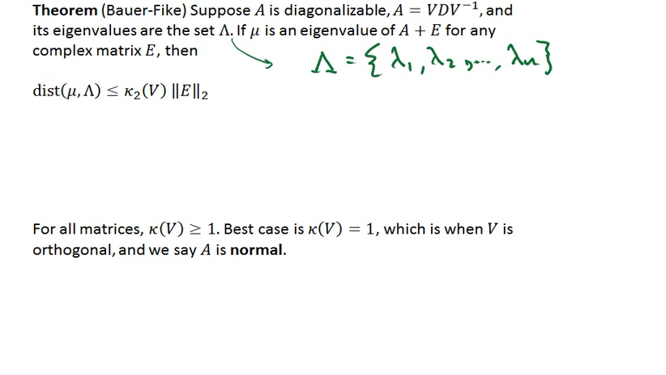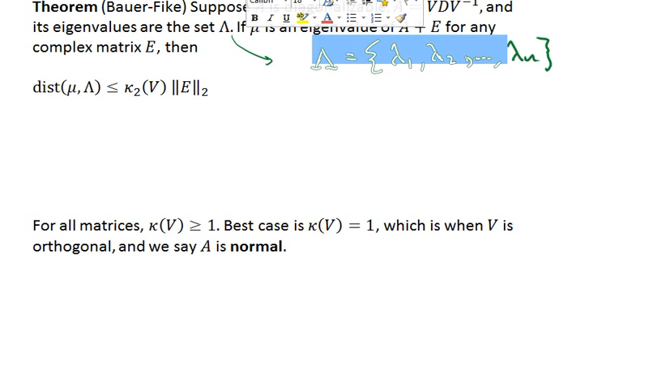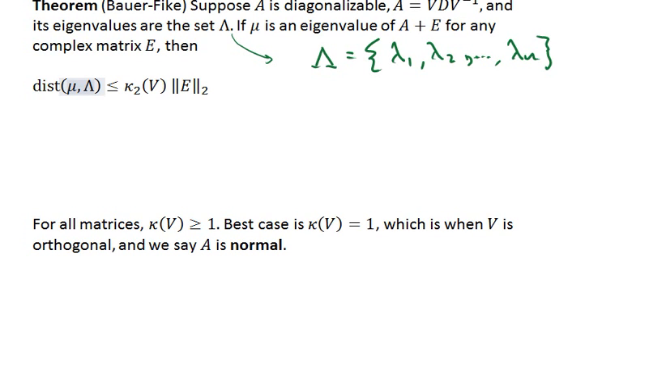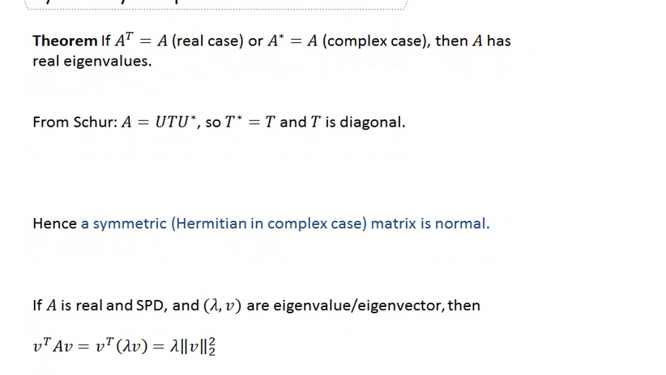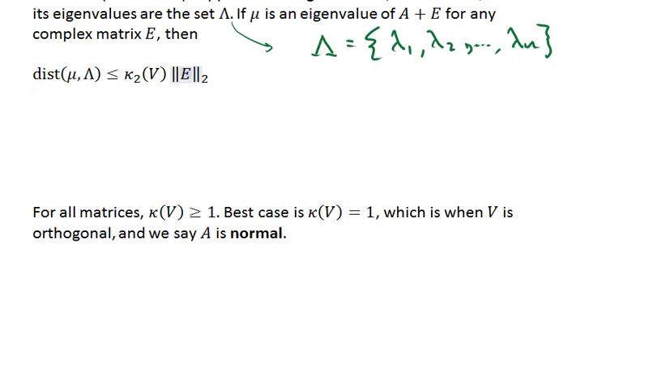Okay, so now if mu, this is the Greek letter mu, if mu is an eigenvalue of the perturbed matrix, A plus E, then what we can say is that the distance from mu to the original set of eigenvalues is bounded by the condition number of the eigenvectors times the norm of the perturbation to A. All right, so the change in the eigenvalues is governed by the size of the perturbation we make, that makes sense, times a factor which can amplify it, and that's the condition number of the eigenvectors.